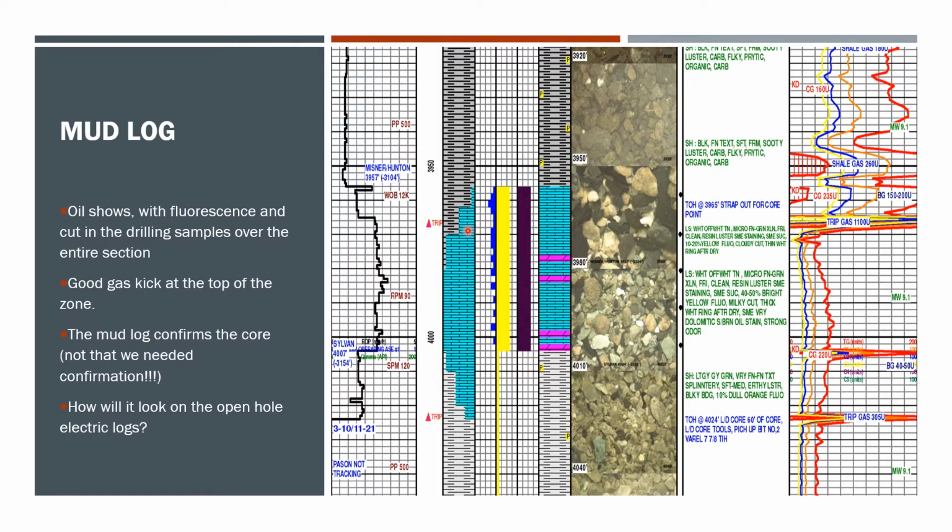This indicates that we're looking at a carbonate. This is an indication of the speed at which it was being drilled, and we had a good gas kick at the top of it. All of these things indicate that we've got hydrocarbons in this section in this wellbore. It confirms what we did see on the core. Not that we needed any confirmation, but it shows us exactly the same thing.